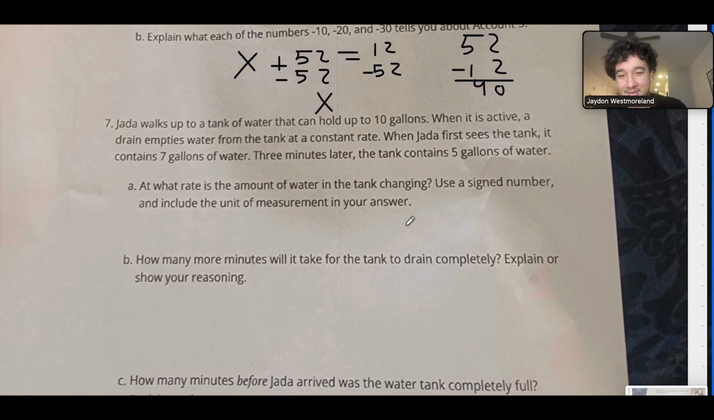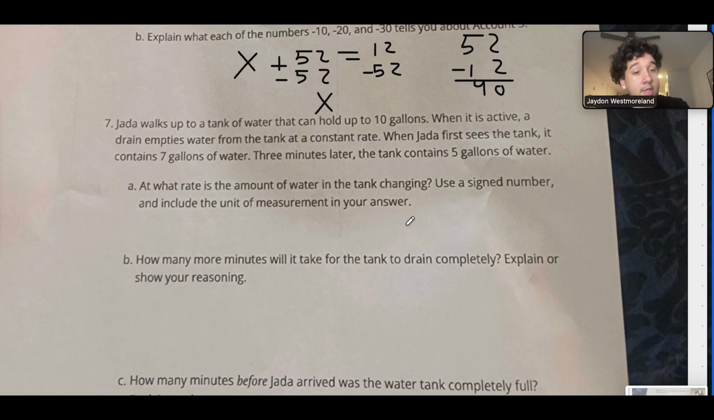All right. So Jada walks up to the tank of water that can hold up to 10 gallons, all right? When it is active, a drain empties water from the tank at a constant rate, okay? So we're dealing with average rate of change. So the distance in our y values over the distance in our x values, okay?